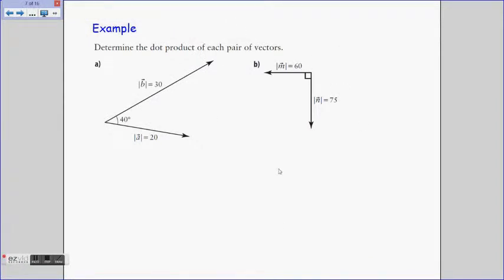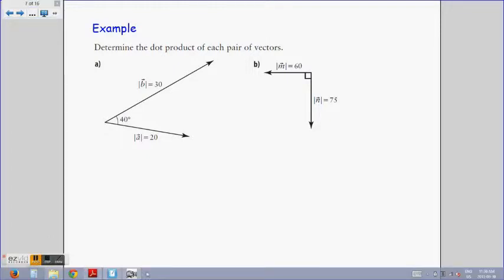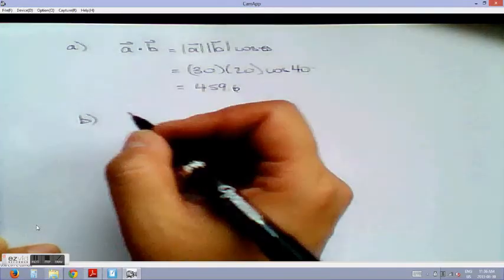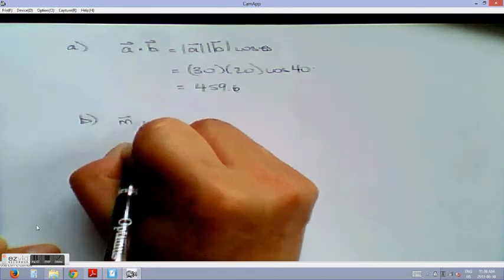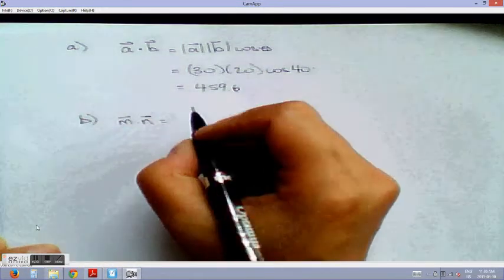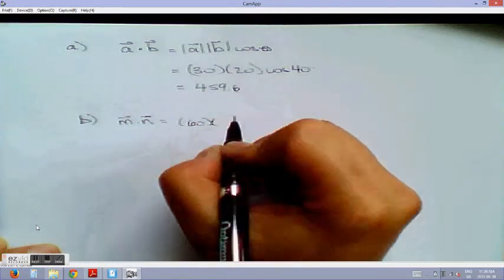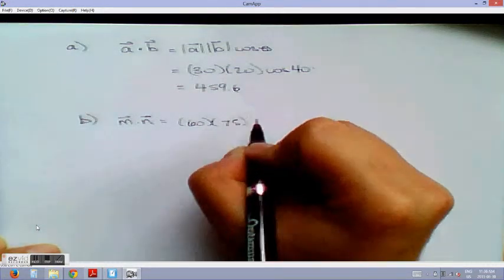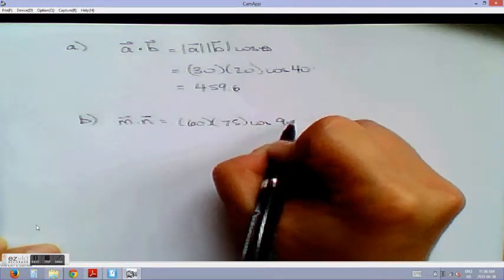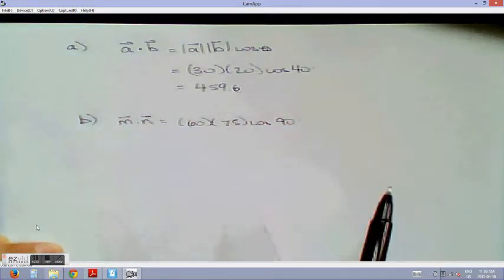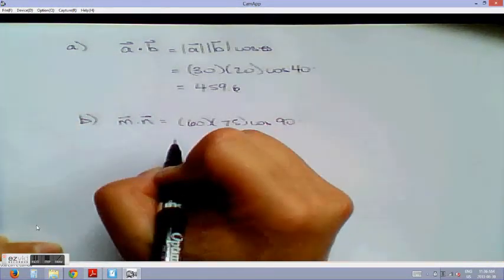So the angle between the two vectors M and N is 90 degrees. M is 60, N is 75. So the dot product for M and N is then equal to 60 times 75 times the cosine of 90 degrees. If you were to punch that in the calculator, what you would find is it's equal to 0.